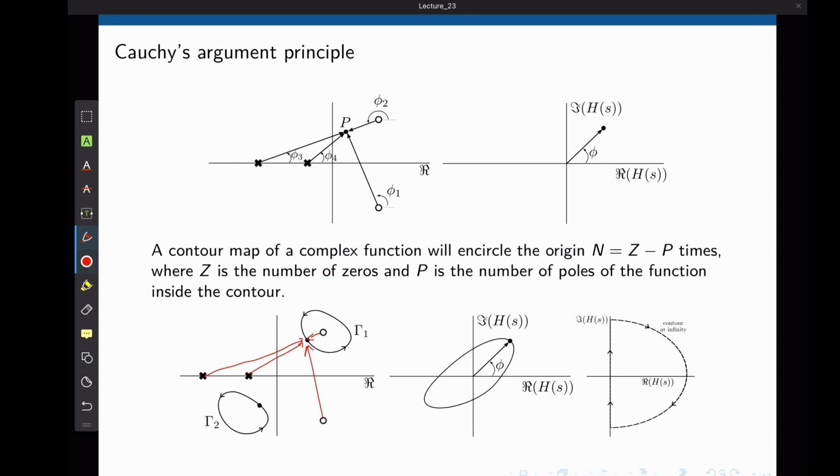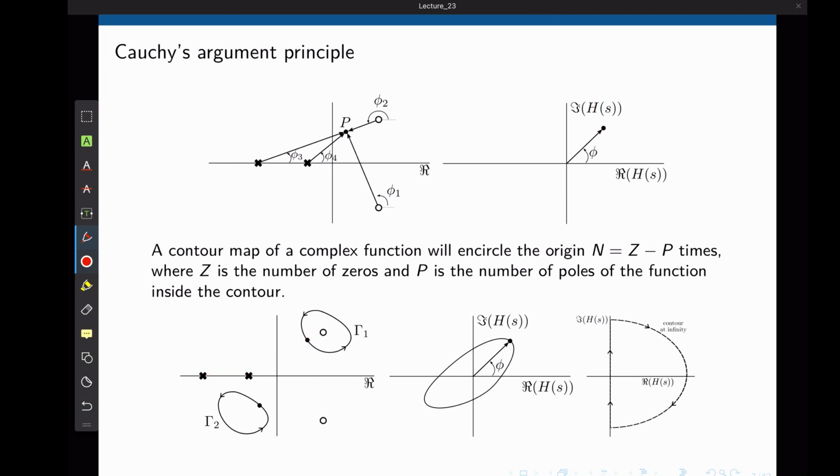As you can see in this example, if you look at a contour gamma 1 which encircles a zero, as this point of interest is moved around the contour, we see that the angle of the zero inside that contour will do a full revolution of 360 degrees. This means that on the W plane, a similar behavior must be observed. The contour on the W plane encircles the origin once, and it does so that phi now can do a full 360 degrees before it comes back to where it started.